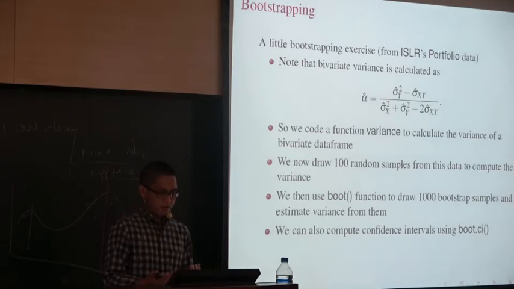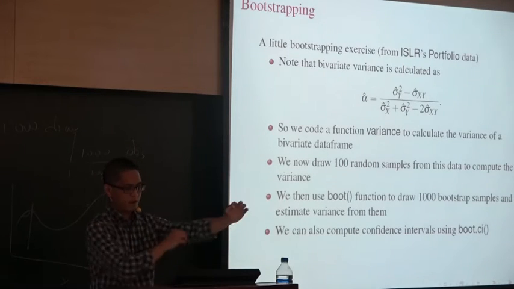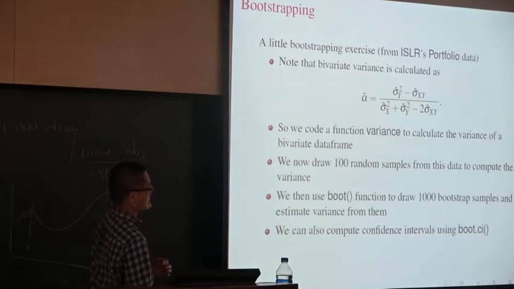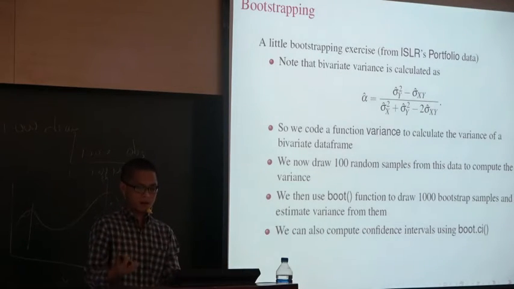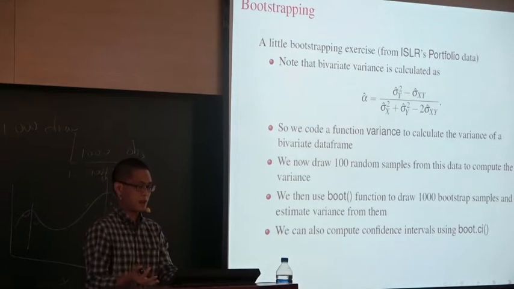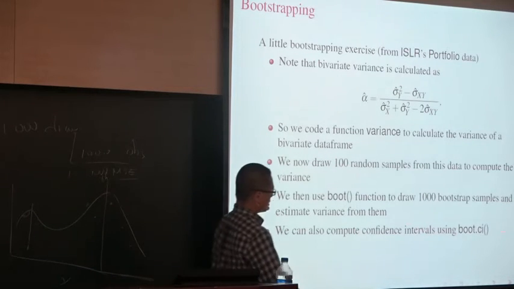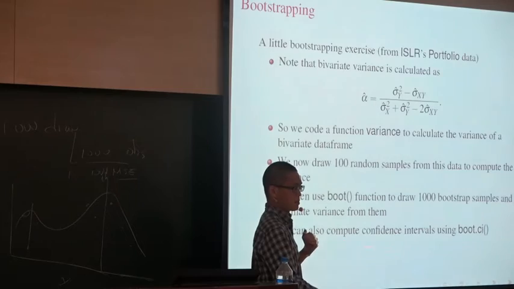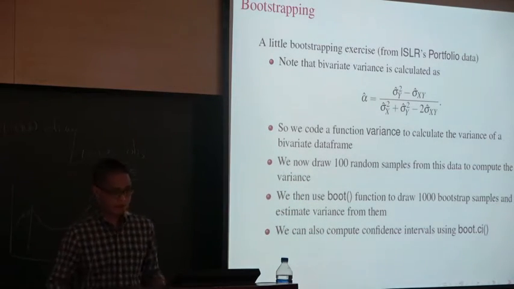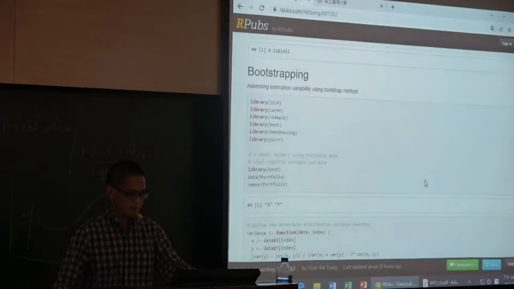So in our example, we'll do a simple variance estimate from the portfolio data that we analyze. We would draw 100 random samples from this data, compute the variance, and use boot.ci to compute the confidence interval. I should note that the confidence intervals are not estimated as in the usual bootstrap application. So we will go to our problems.